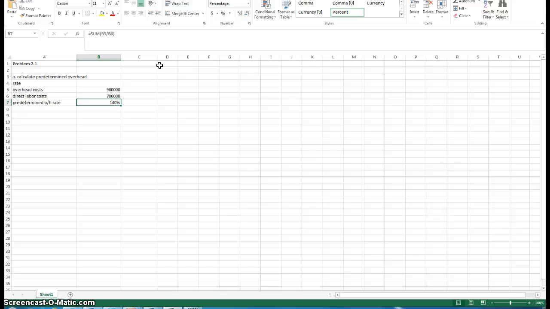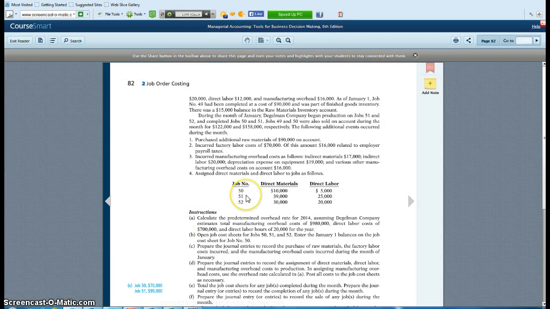Okay, then the next we're going to look at, we'll go back here to the problem, and B tells us to open job cost sheets for jobs 50, 51, and 52. Enter the January 1st balances on the job cost sheet for job number 50. So we need to create the job cost sheets for jobs 50, 51, and 52. So let's take a look at that.